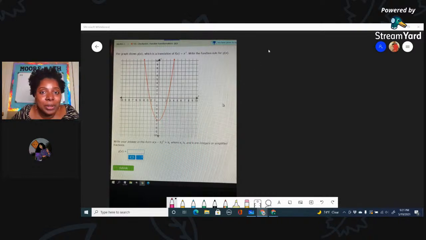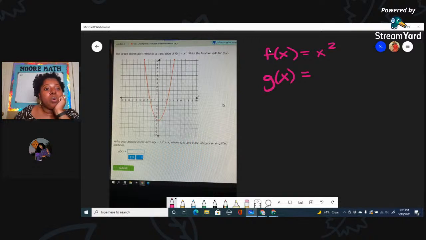I love it. Okay, so f of x equals x squared. Now we need to know what g of x is. Okay, so let's pick out some points. So I see 0, -6. I see, let's see what else. -2, -2, -2, +3, +3 and what else? I think that's it.